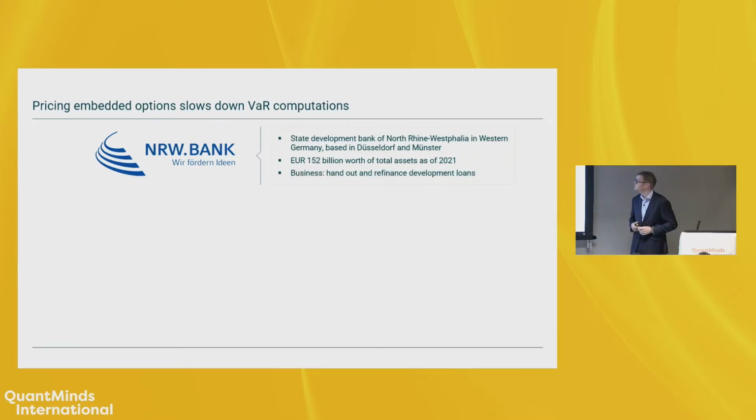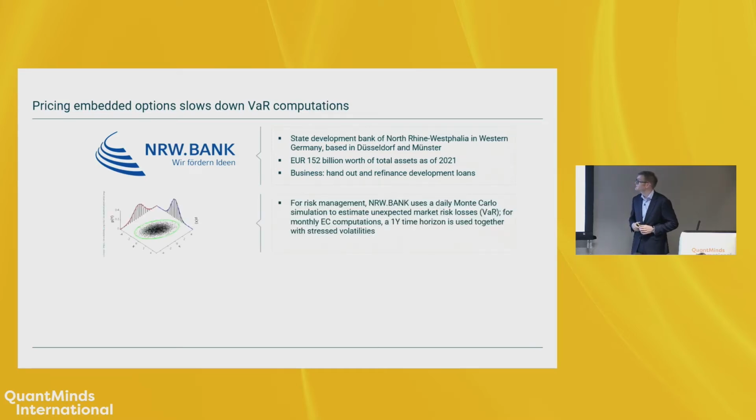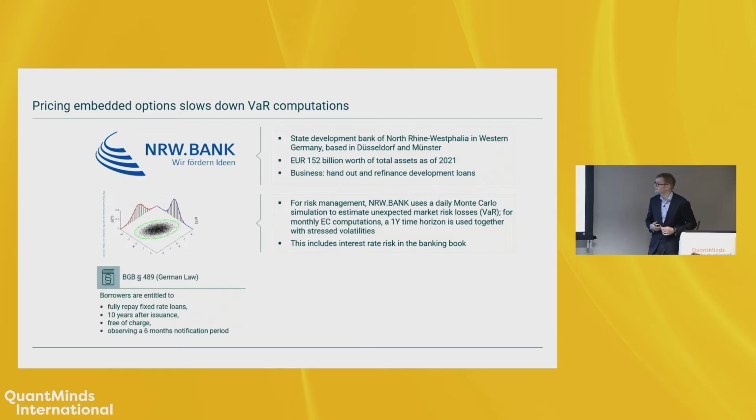They hand out loans and they refinance those loans. So they compute value at risk on a daily basis, and for limit management purposes, and also on a monthly basis they compute economic capital using a one-year time horizon and stress volatilities in their VAR computation. And this includes loans, so interest rate risk in the banking book is included here. They use a Monte Carlo simulation, 3,000 scenarios.